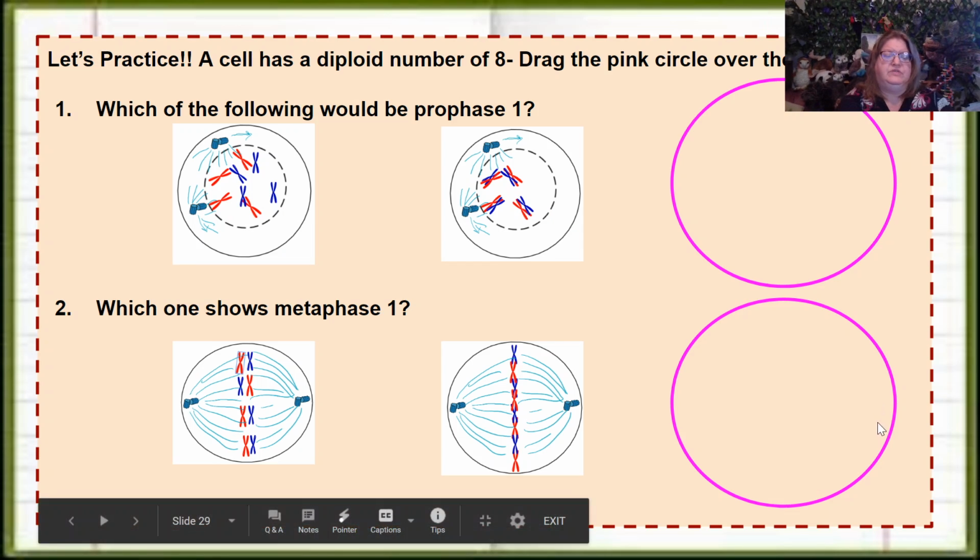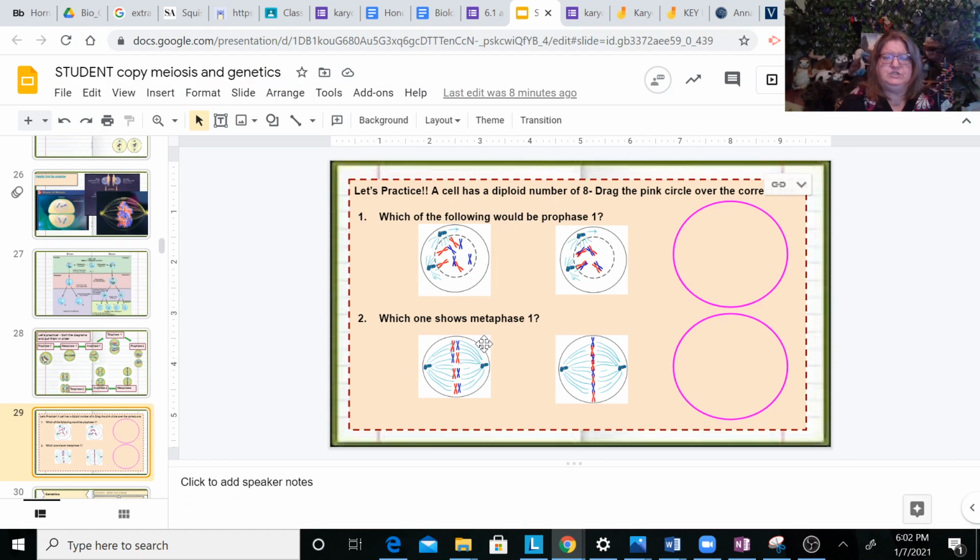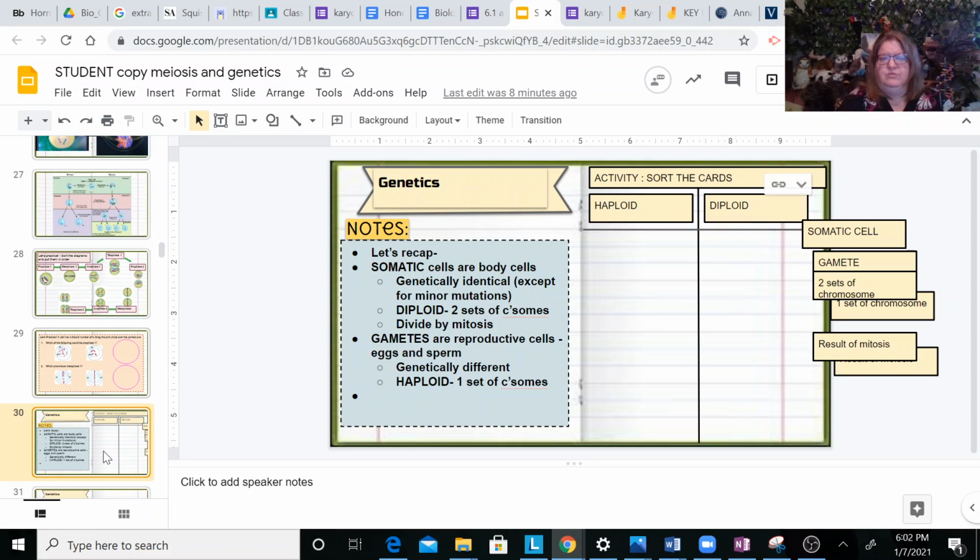And you ended with this practice problem, which was just to identify the different stages. And so we're just going to end with our recap with a couple of vocabulary terms. So somatic cells would be body cells that just are performing what they're supposed to do, like skin cells, stomach cells, muscle cells, bone cells. They are our body cells. They are genetically identical except for minor mutations. They start diploid, they have 2 sets of chromosomes, they divide by mitosis, you get 2 diploid cells afterwards.